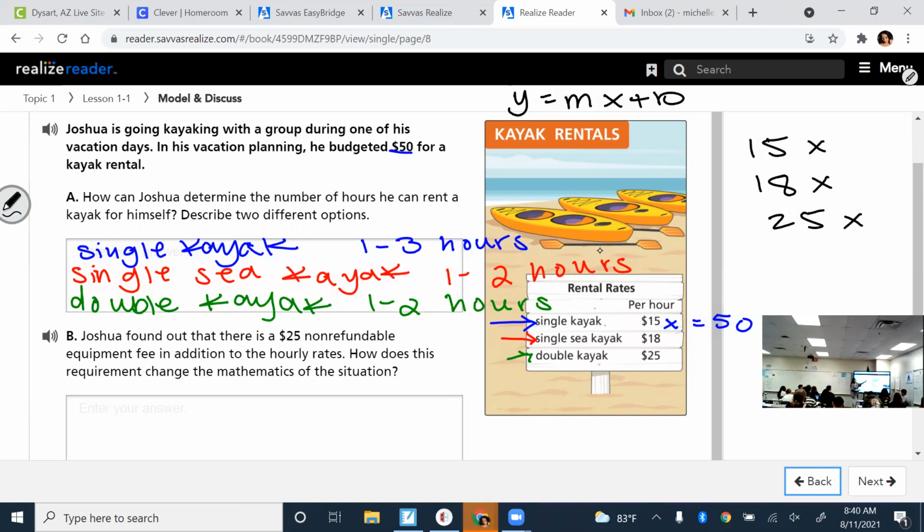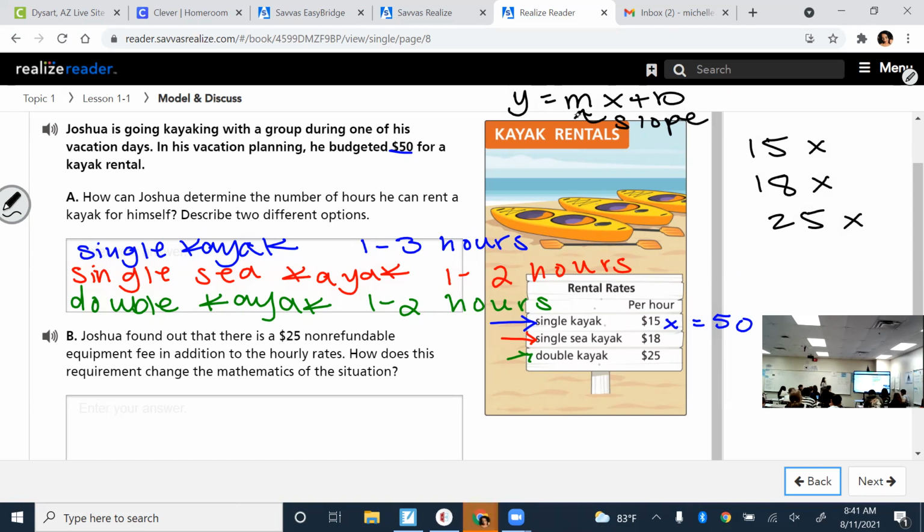Okay, so what does the m represent in the y equals mx plus b? Can you remember? Yes? No, close. The slope. All right, the y-intercept is something else in here. The m is your slope. So if I were to graph all of these, the slopes would be how much it costs per hour. Okay, questions there?